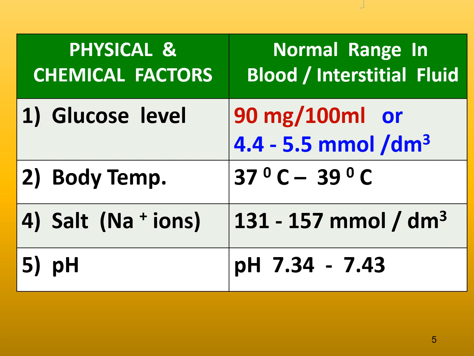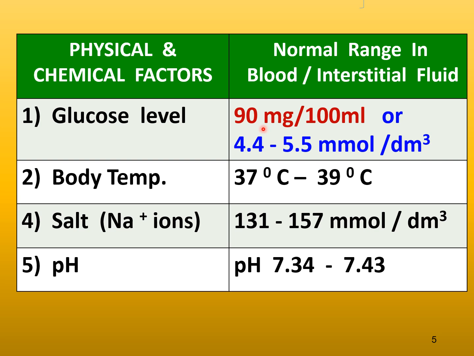Let us look at this table. It shows us some physical and chemical factors and the normal range in the blood or interstitial fluid. For example, glucose level in the blood should be around 90 milligrams per 100 ml of blood, or in terms of millimoles is 4.4 to 5.5 millimoles per decimeter cube of blood. This is the glucose level when fasting. It's called the fasting blood glucose level.